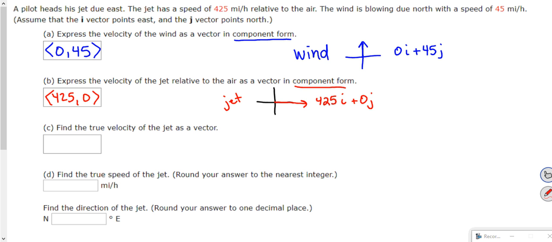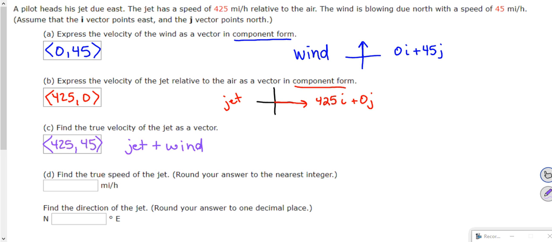Now, find the true velocity of the jet as a vector. Well, this goes back to that swimmer one. True velocity of the jet as a vector, you add the jet and the wind together. So jet plus wind, you literally have 425, 45. Again, in component form, I assume.